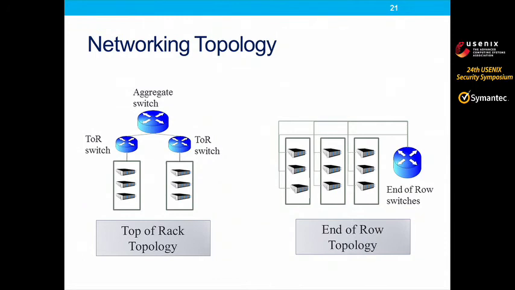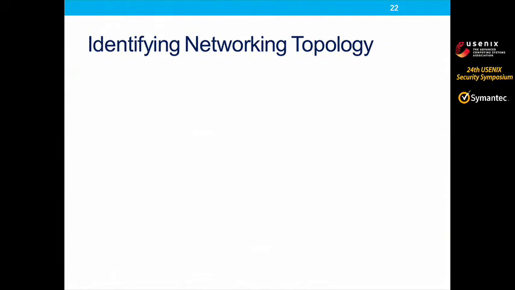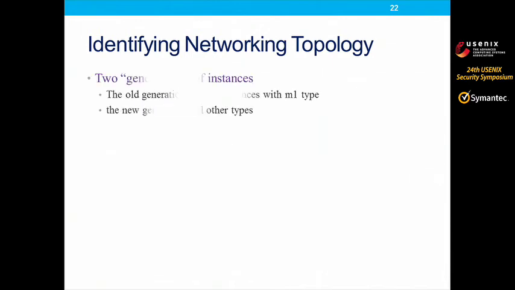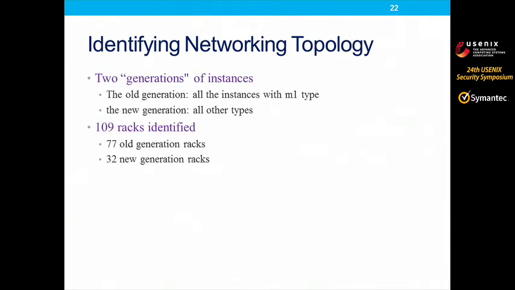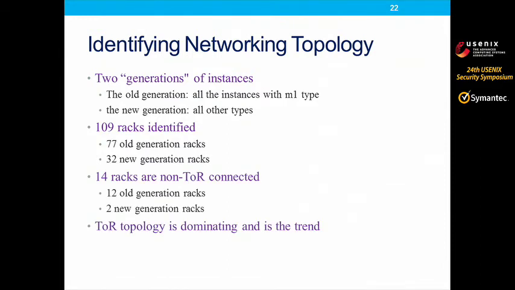as end-of-row topology. In the TOR topology, each rack of servers will be connected by a top-of-rack switch. And we randomly sampled some instances with different types in EC2. And overall, we identified 109 distinct racks. And our classification results suggest that the TOR topology is the dominating topology in EC2, and it has become the trend.